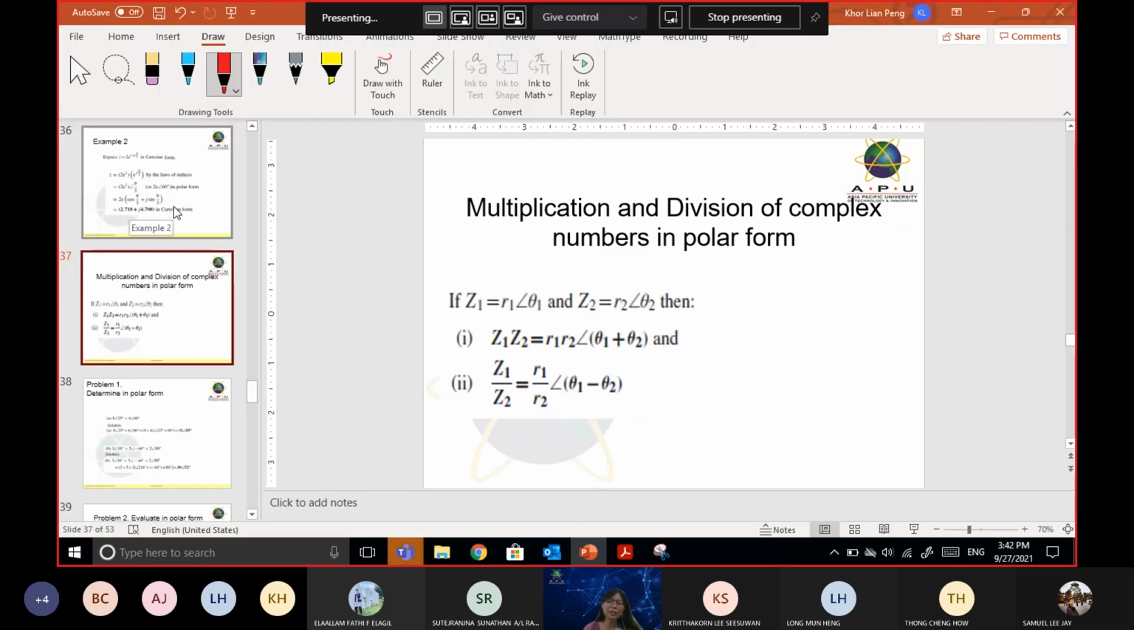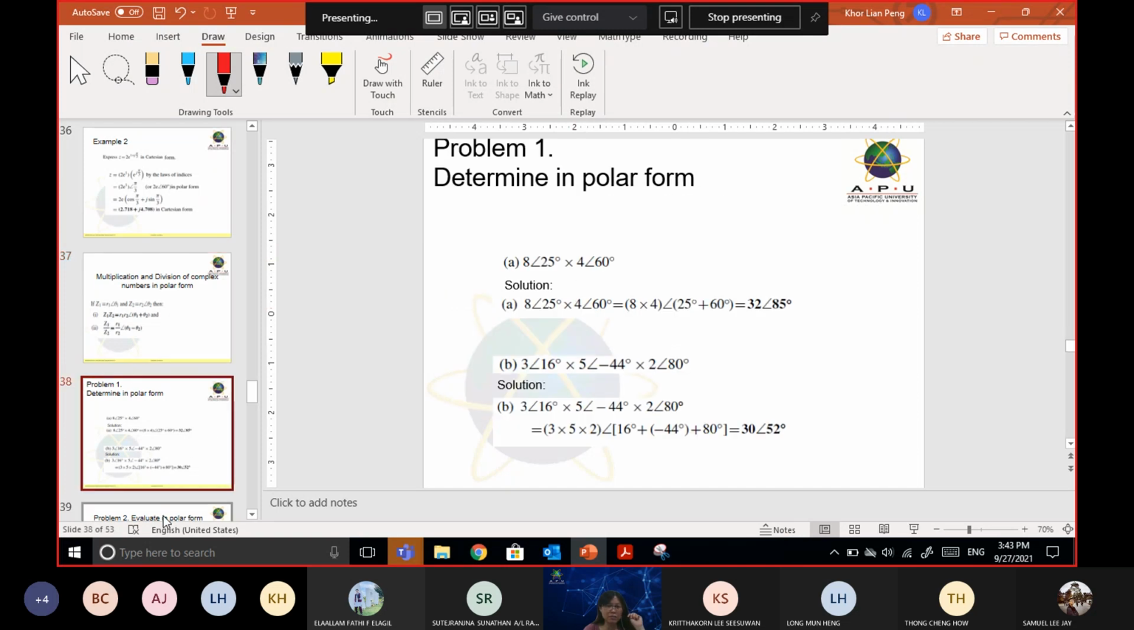Okay, so we already went through the exponential form. The next part is how we deal with the multiplication and division for the polar form. Previously we have done addition, subtraction, multiplication, and division for Cartesian form, where division involves the complex conjugate, right? But when it comes to polar form, we haven't gone through how to deal with the multiplication and division.